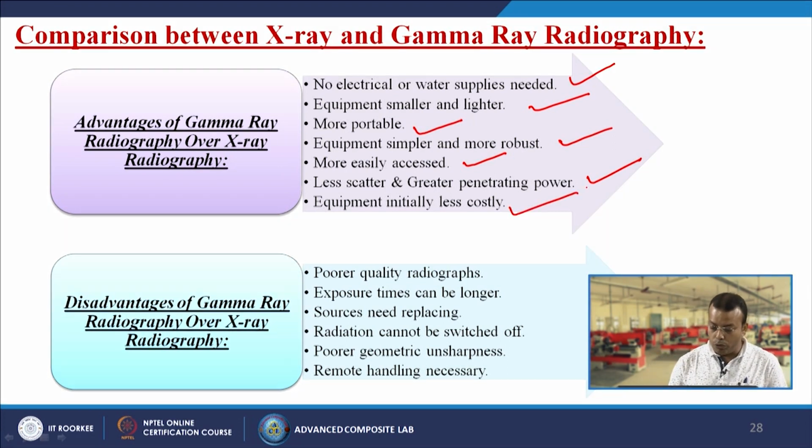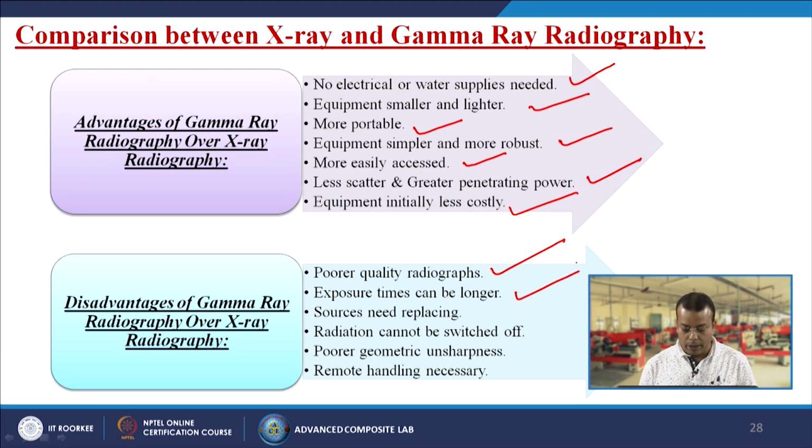But when you are talking about the disadvantages of gamma rays over X-rays, there are poorer quality radiographs, exposure times can be longer, sources need replacing, radiation cannot be switched off, poorer geometric unsharpness, and remote handling is necessary. So, these all are the drawbacks of gamma rays over X-rays.